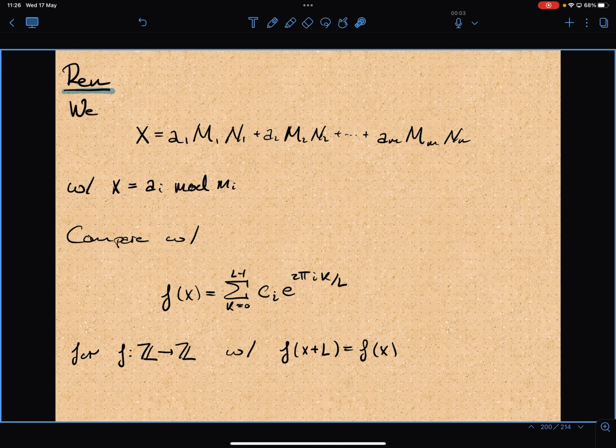This x is also modulo capital N. This is also kind of like a periodic function. It has this periodic structure that comes back every N. And there are different periods: the smaller periods that make up this capital N, or capital M, are these mi. So these are smaller periods that are making up the bigger period. These are going to be the frequencies, and this is the component of that frequency.